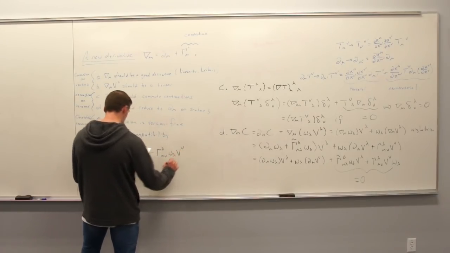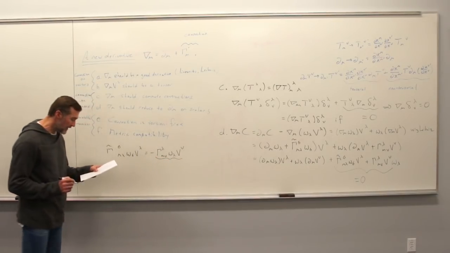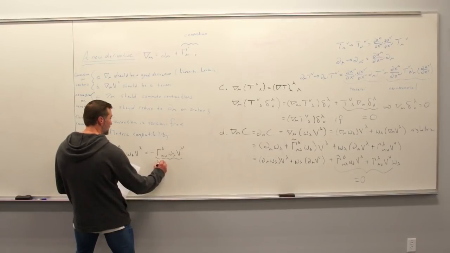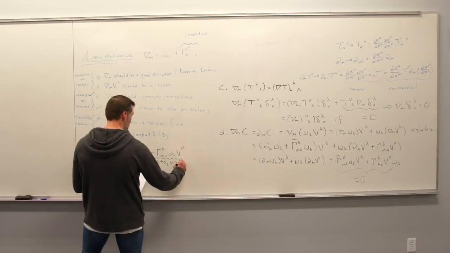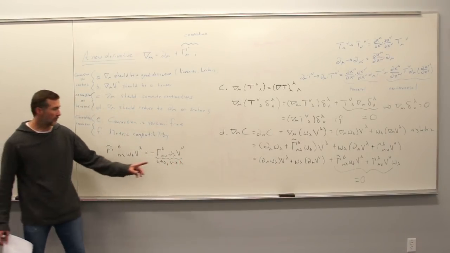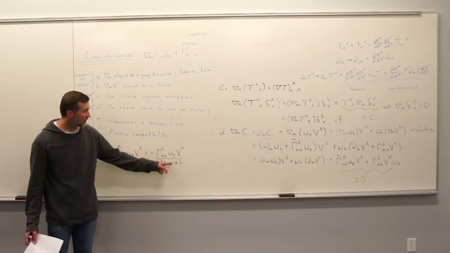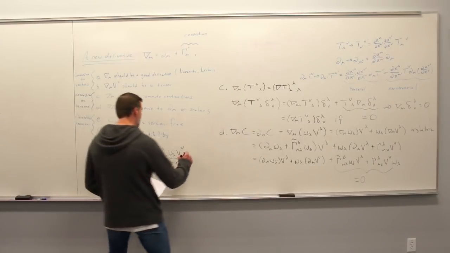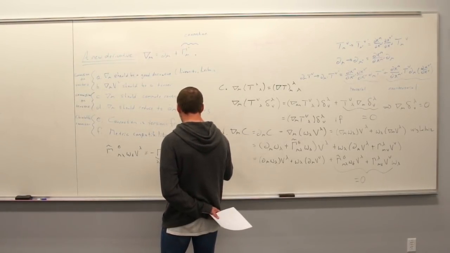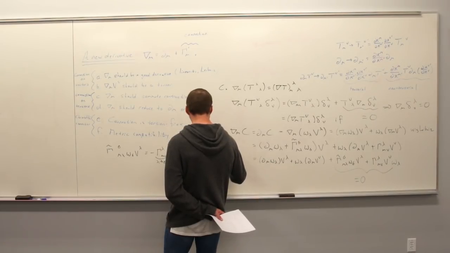And then I'm going to do that thing that you all hate. I'm going to grab that guy right there, and everywhere I see a lambda, I'm going to turn it into a sigma, and everywhere I see a nu, I'm going to turn it into a lambda, which I am free to do because lambda is a summed index. I can call it anything I want. And nu is a summed index. I can call it anything I want. And if I do that, then this guy is just going to become minus gamma lambda sigma mu lambda omega sigma v lambda.